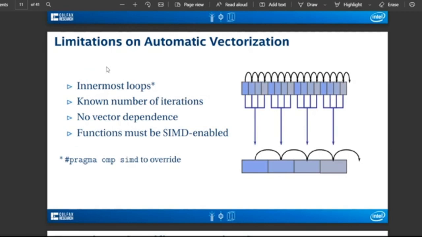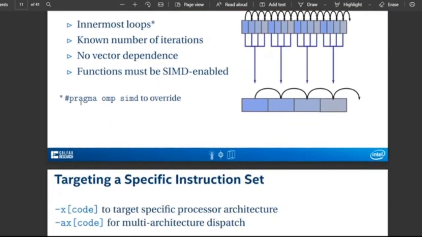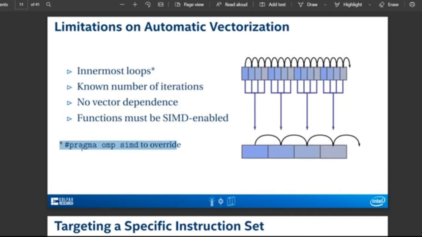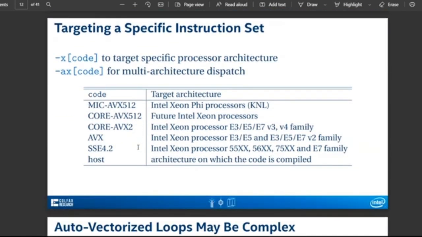It only does the innermost loop. So if you've got nested loops, it will only do the innermost loop. There has to be a known number of iterations. There has to be no vector dependence, and the functions within that loop must be SIMD enabled. So the pragma directive that we will use in our code to ensure that we get vectorization will be pragma omp simd to override. If we want to target a specific processor architecture, we can do that, or we can target multi-architecture dispatches as well.